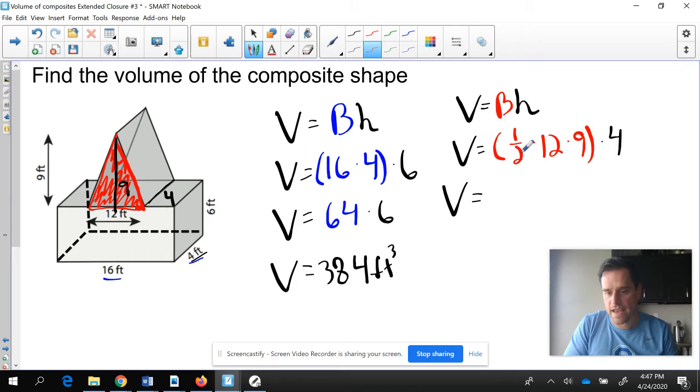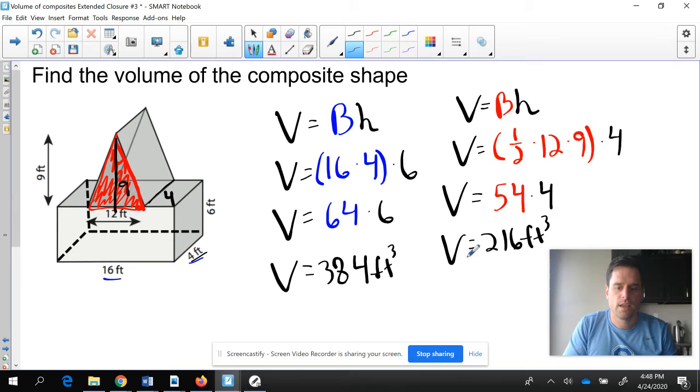We can do this in our heads. Half of 12 is 6. 6 times that 9 is going to be 54. 54 times 4 is 216 feet cubed. And then again, all you do is you break down. It's basically like finding 2 problems in one.